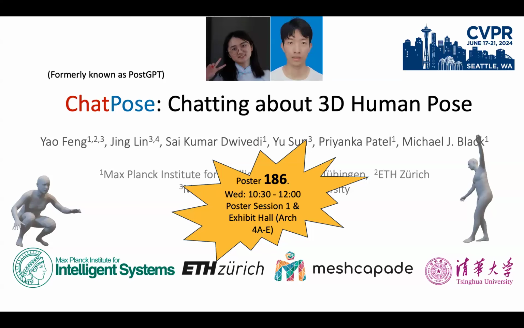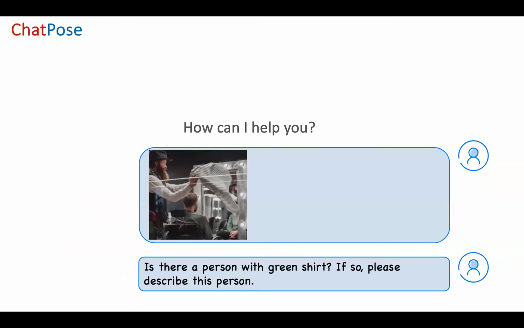So just briefly, I will tell you what Chat Pose is about. The idea here is you've got an image like this. You probably can barely see what's going on. There's a guy in a green shirt sitting in a chair. So you can chat with Chat Pose. You upload this picture and say, is there a person with a green shirt? If so, please describe the person.